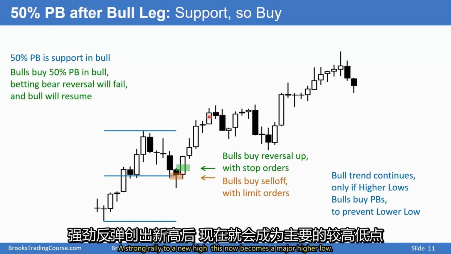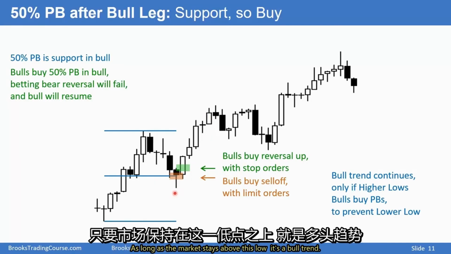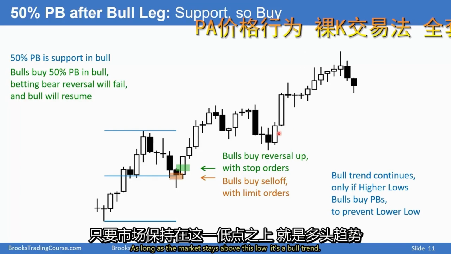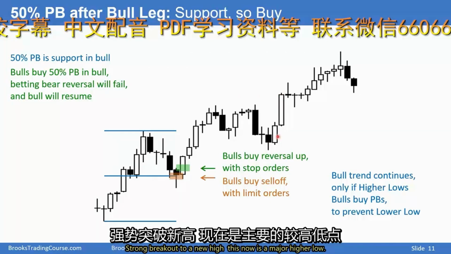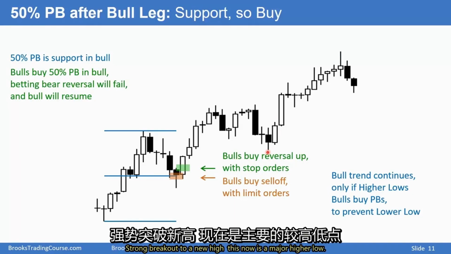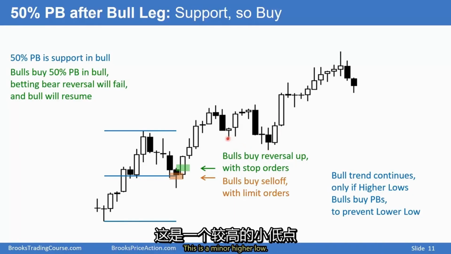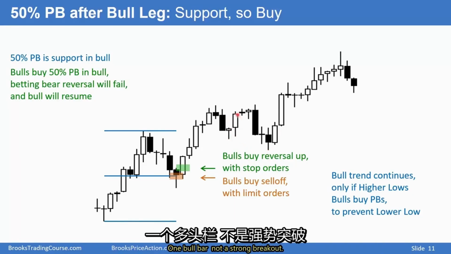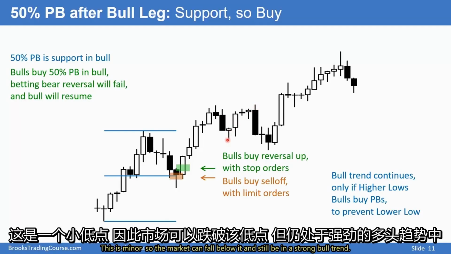A strong rally to a new high, this now becomes a major higher low. As long as the market stays above this low, it's a bull trend. Strong breakout to a new high, this now is a major higher low. This is a minor higher low. One bull bar, not a strong breakout. This is minor, so the market can fall below it and still be in a strong bull trend.